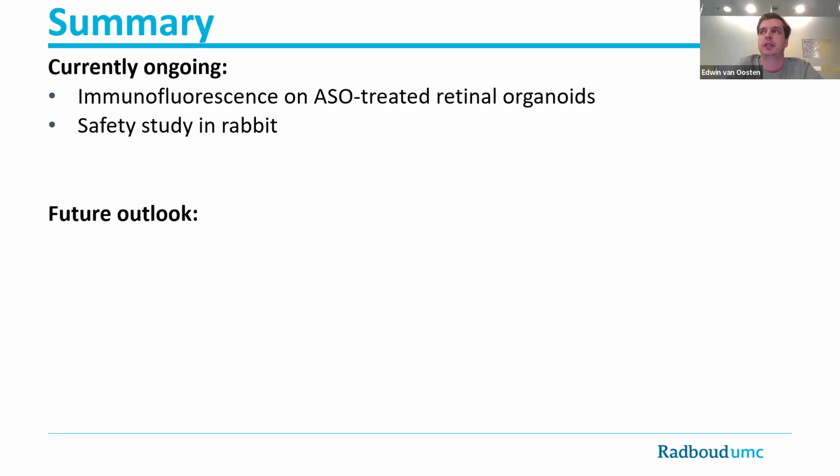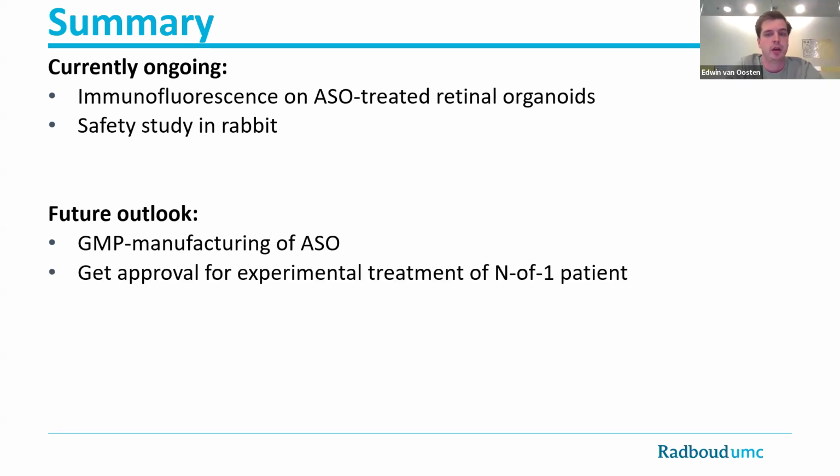But before I can give it to the patient, there still has to be quite a few things that need to be done. One is the GMP manufacturing of the ASO, because for now we used experimental quality of ASO and not GMP quality ASO. We also need to get approval from the regulatory bodies to start this treatment of this N-of-1 patient as an experimental treatment. And also, we still need to acquire funding for the treatment itself. For the research parts, we do have funding, but for the treatment itself, we're still acquiring funding.